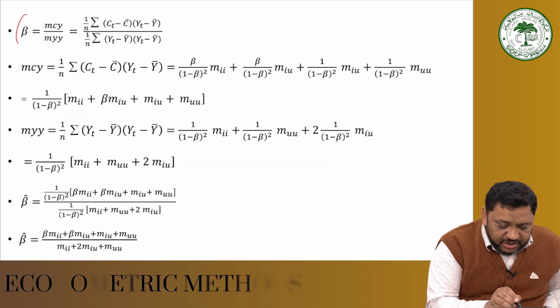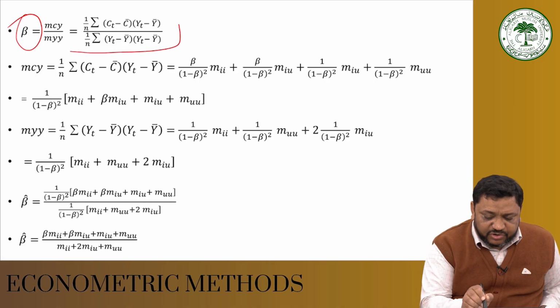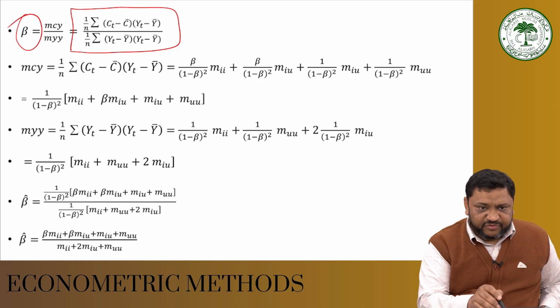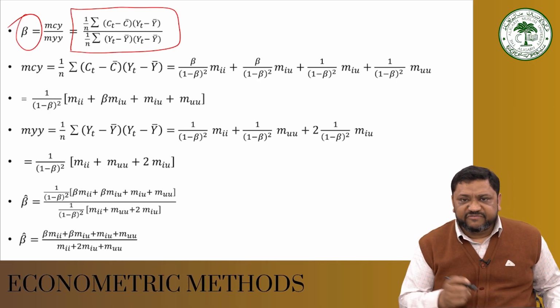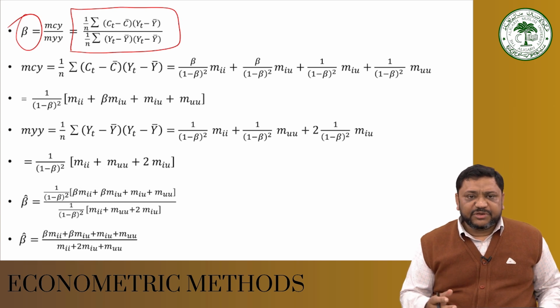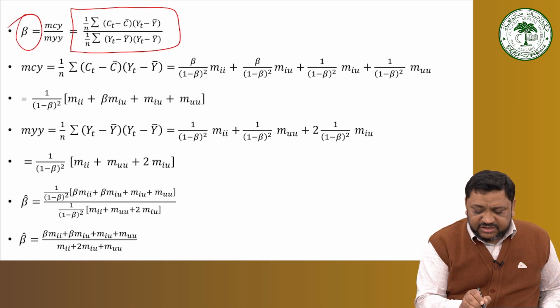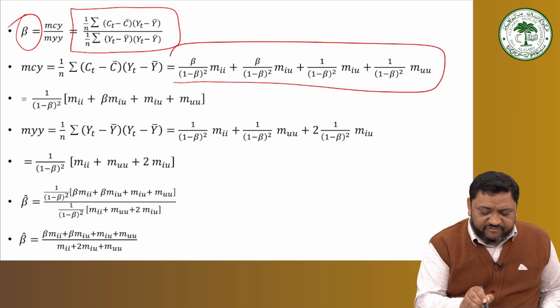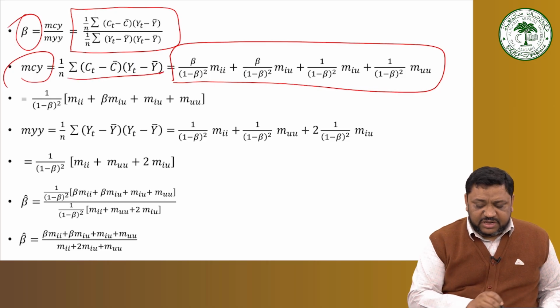Now, what is the formula for beta? Beta is equal to mcy by myy. This is what we started with: 1 upon n summation (ct minus c bar)(yt minus y bar) divided by 1 upon n summation (yt minus y bar) square. Now, we have seen what is the value. Just now we have derived the value for this mcy, or for this.